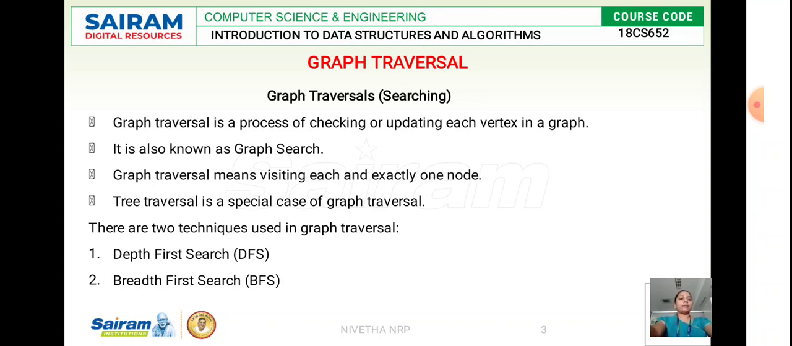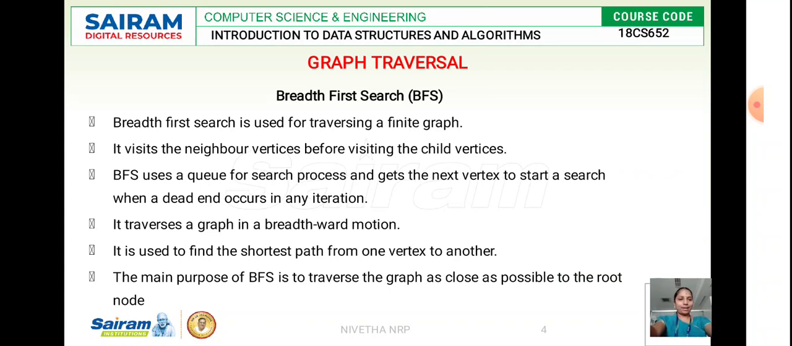This type of traversal is called graph traversal, and we classify the traversal into two categories. First is depth first search, which is DFS, and the second one is breadth first search, which is BFS. Those are the two ways of traversing a graph. First we'll start with BFS, that is breadth first search traversal.